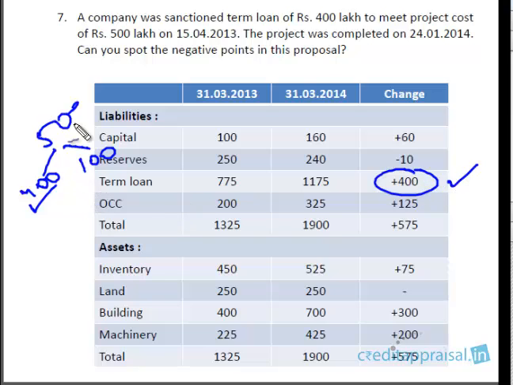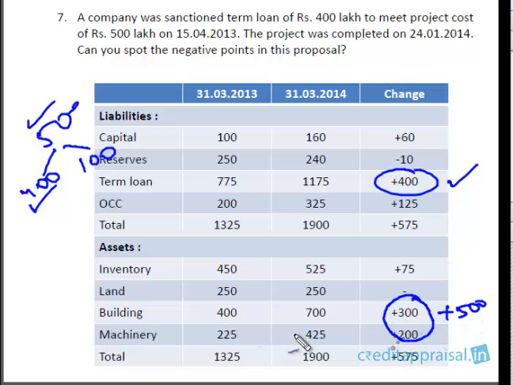That is correct. So if you see the fixed assets, this is the project cost. Here again, some 300 lakhs towards building and 200 lakhs towards machinery. So this is a plus 500. So the project was completed. So between these 2 years, the gross block of fixed assets has gone up by some 500.